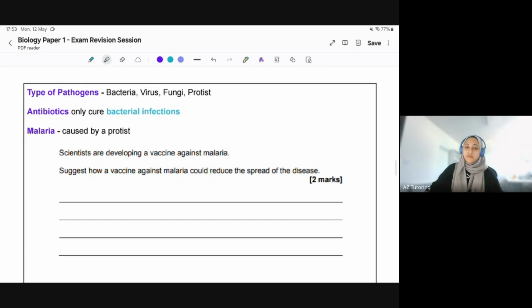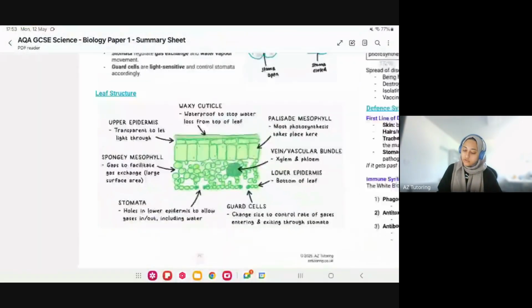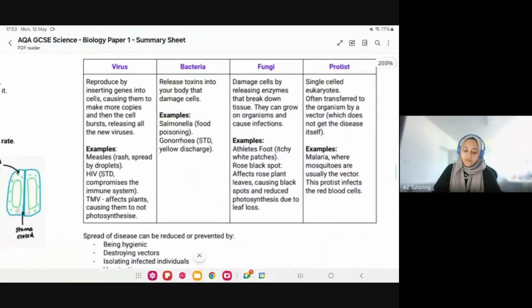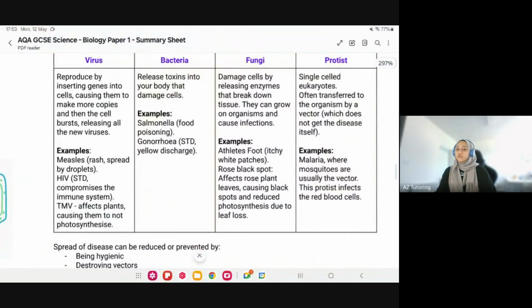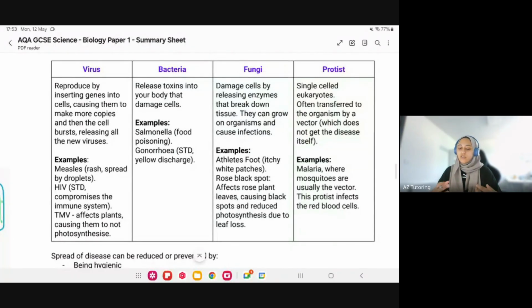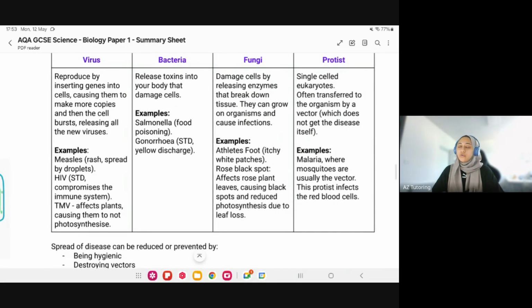You've got four different types of pathogens: bacteria, virus, fungi, and protist. There's certain examples that you do need to memorize. So if I just go to the summary sheet. For example, with bacteria, salmonella, food poisoning, if you're not cooking chicken well enough and you've left that bacteria on, that would cause salmonella. Make sure you know the symptoms associated with that. So salmonella can cause a fever, it can cause vomiting, it can cause diarrhea.